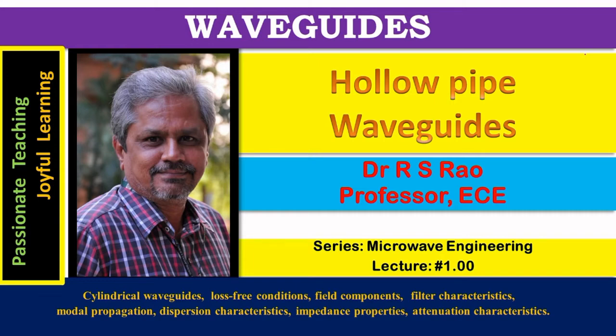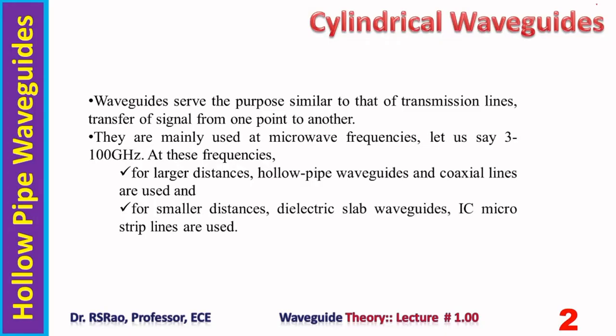Under hollow pipe waveguides, we study three configurations: parallel plate guides, rectangular waveguides, and circular waveguides. In the present session, the focus is on various common features that exist in the behavior of these three types of hollow pipe waveguides.